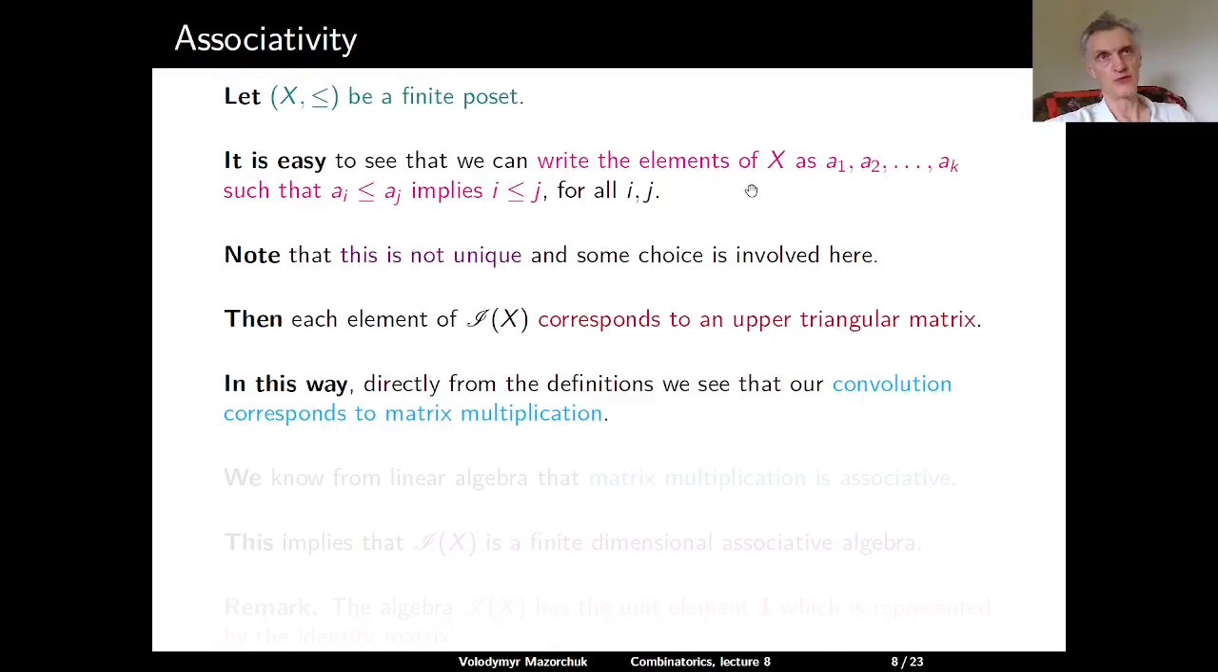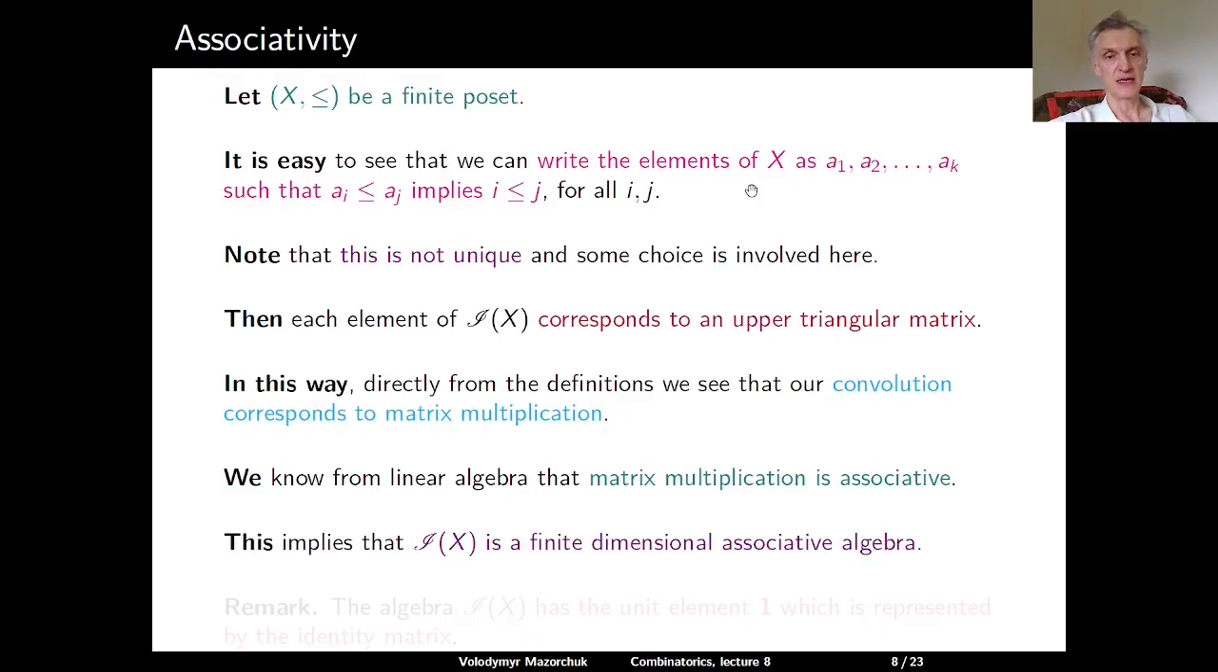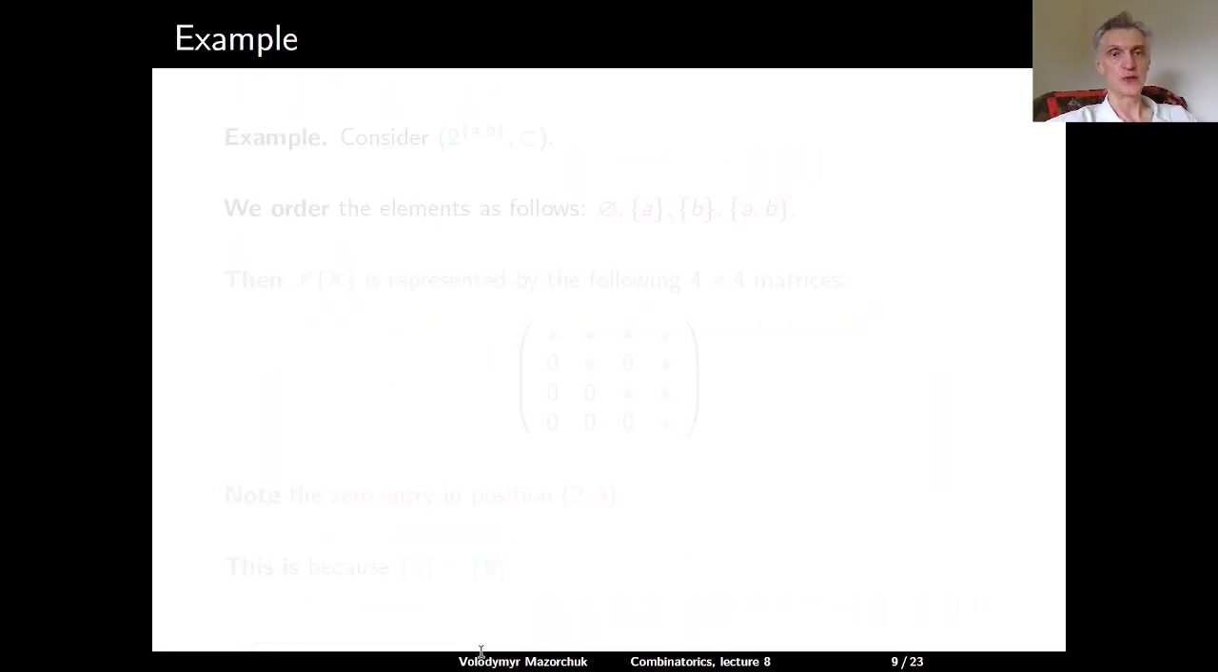If we look at the formula for convolution, that's exactly the formula for matrix multiplication, and we know from linear algebra that matrix multiplication is associative. And this implies that the incidence algebra is a finite-dimensional associative algebra. This algebra also has the unit element, which we will denote by this bold 1, and this is represented by the identity matrix. So this is a function whose value at any pair A, A is 1, and whose value everywhere else is 0. Let's do one example.